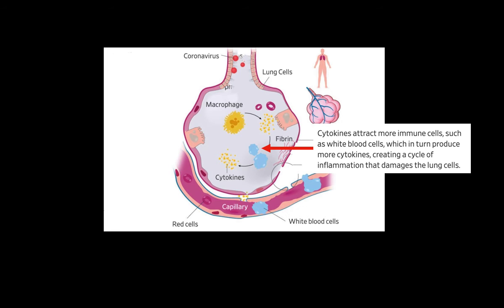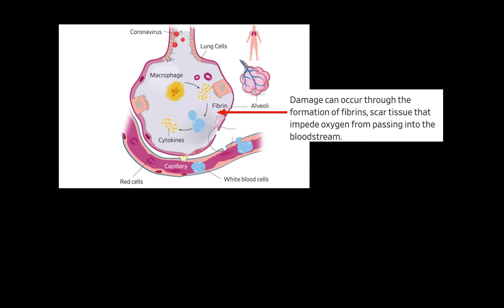The cytokines attract several immune cells, including white blood cells, which in turn produce more cytokines, creating a cycle of inflammation that damages the lung cells. Damage occurs because of the release of fibrin and scar tissue, and the effect is that oxygen cannot enter the alveoli or the bloodstream appropriately.